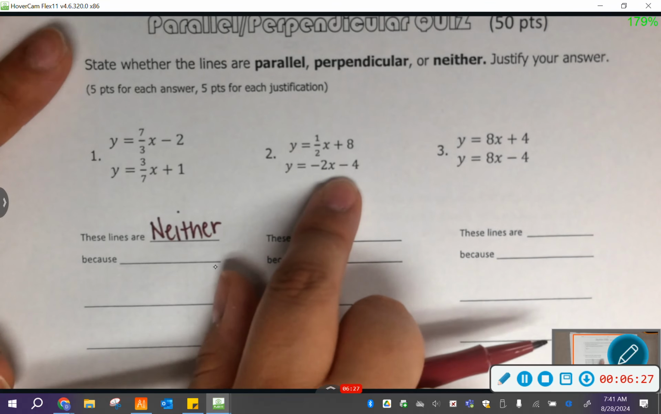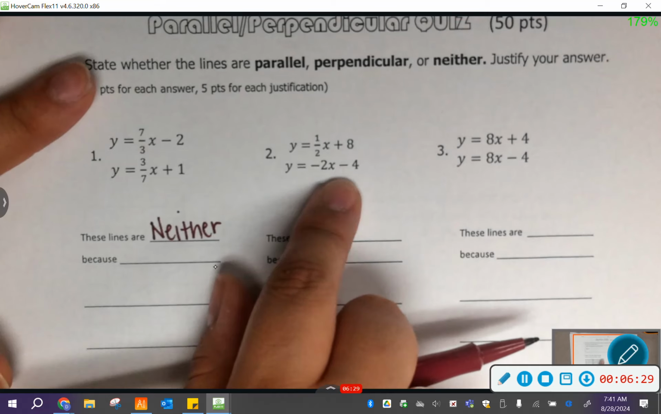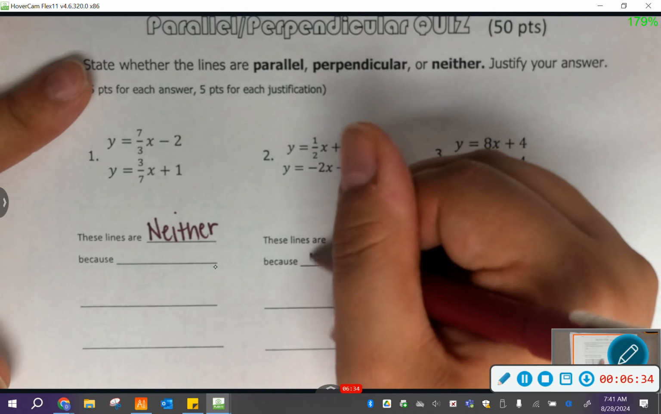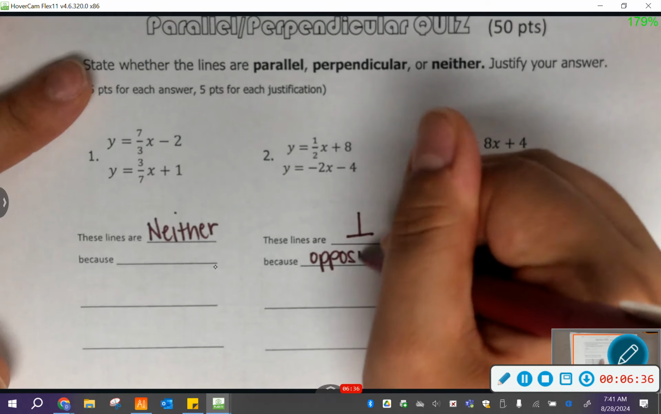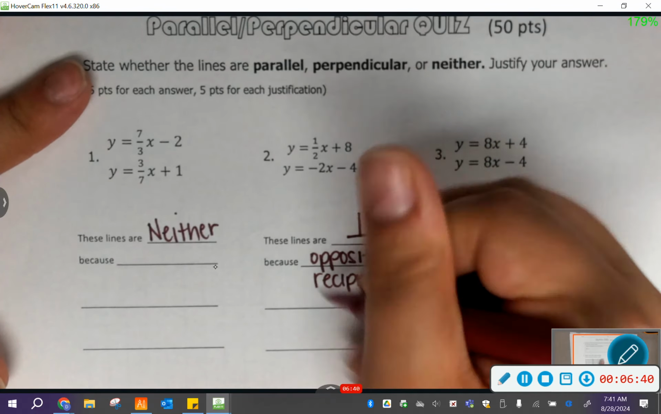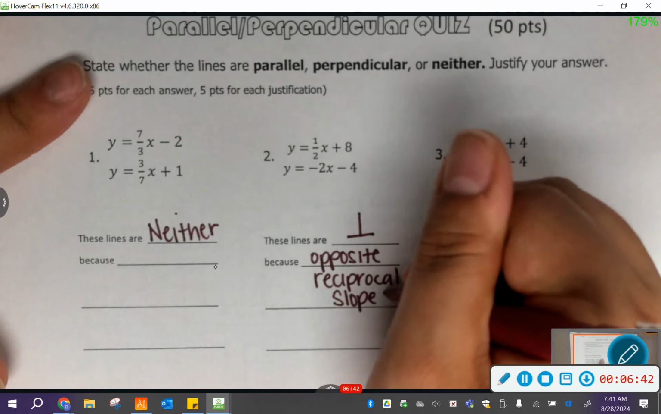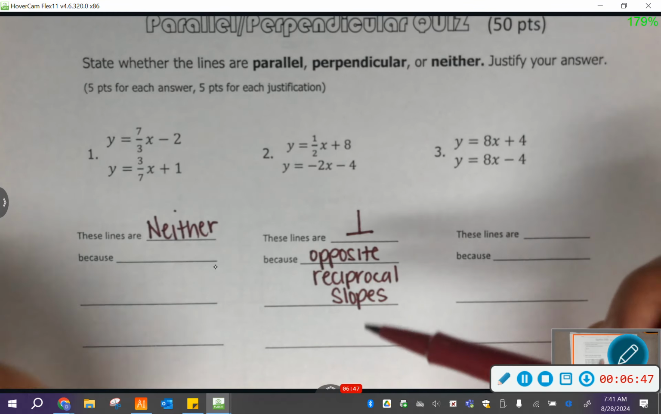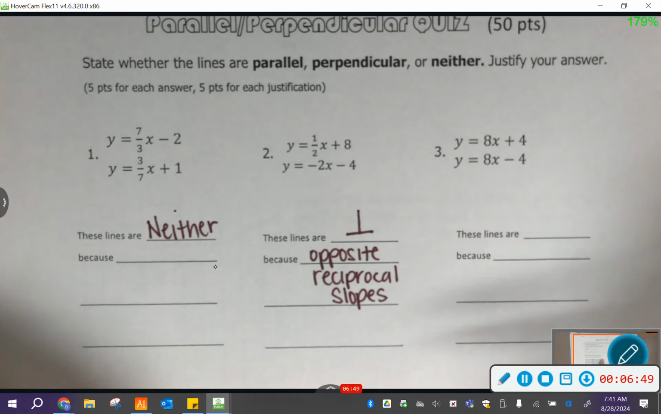What about this one? Parallel, perpendicular, or neither? Perpendicular. Why? Because the sign flipped and the fraction changed. It flipped and the fraction changed. So it's both, it's opposite reciprocal. You could have written that, or you could have written the slopes flipped and switched.